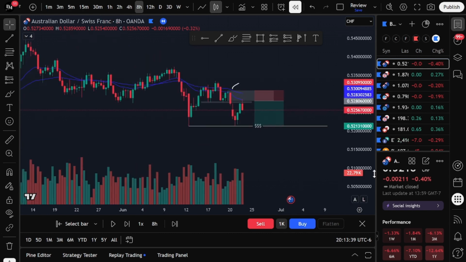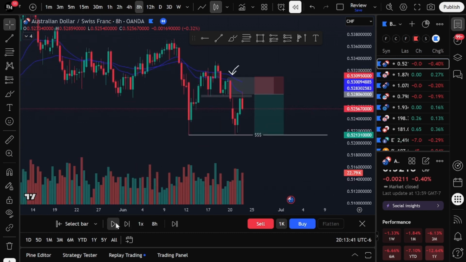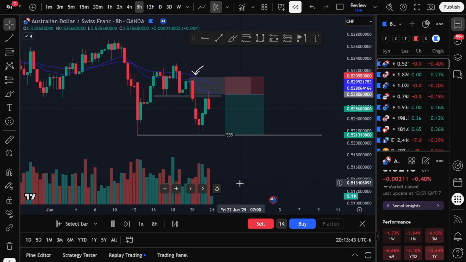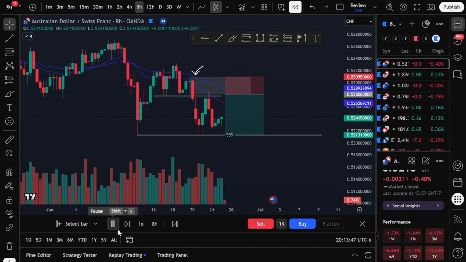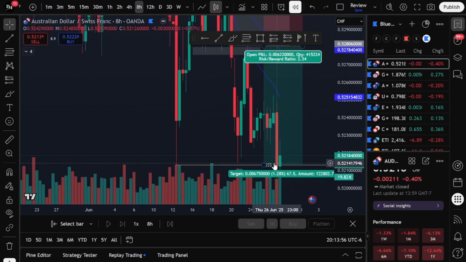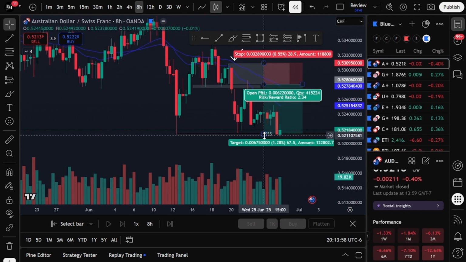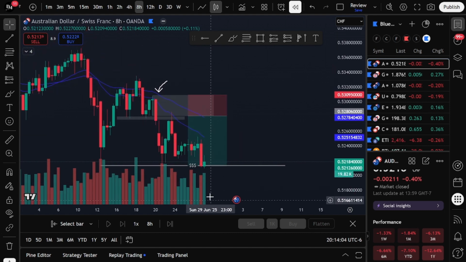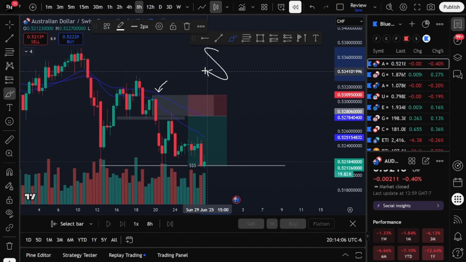So if we just let this trade play out, perfect. Bounced off right where we said it would, at a 2 to 3. So this is a 1 hour trade for me. So $2,000.